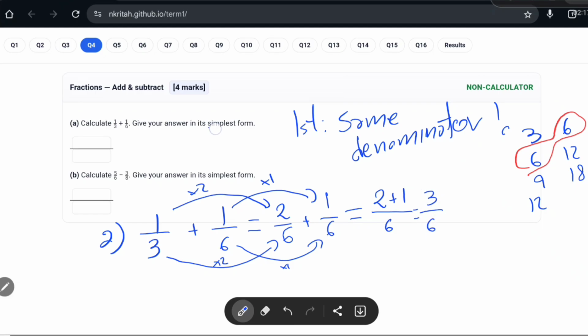That could be my answer, but because it says the simplest form, that means that I need to simplify that fraction, and the only number that goes into both of them is 3. 3 divided by 3 is 1. 6 divided by 3 is 2. So I've got now the simplest version of my fraction. And I am done with part A. Now let's move to part B.